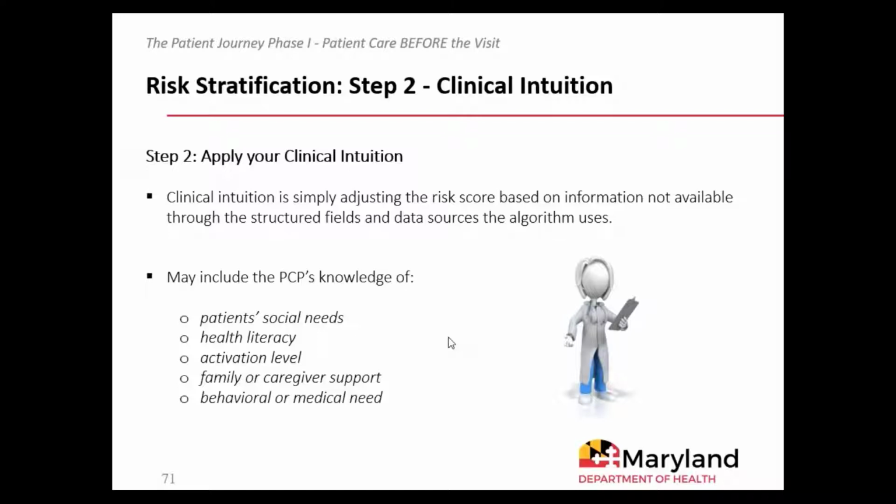So you being the clinician, you know your patient, you're evaluating your patient's risk level, taking into consideration what you know about your patient, which includes their social needs, their health literacy, their support systems, and their behavioral and medical needs. And based on that assessment, you can assign a higher or lower risk score. And not until you've applied your clinical intuition can you say that you've really completed the risk stratification process. And this can be revisited periodically.